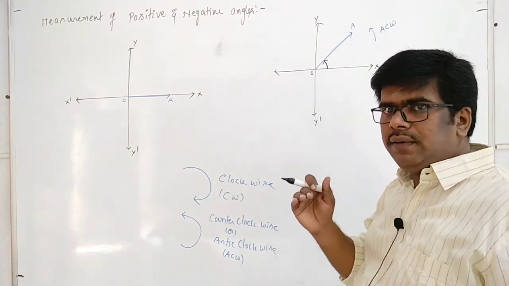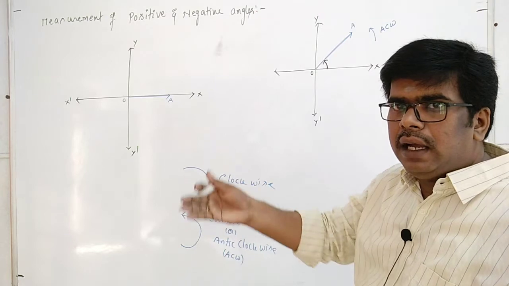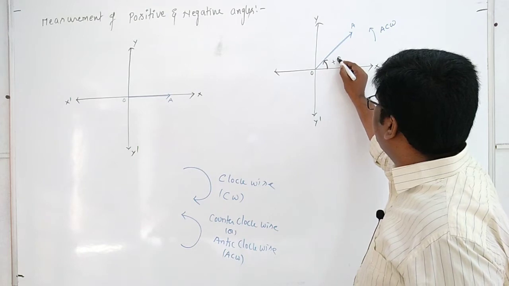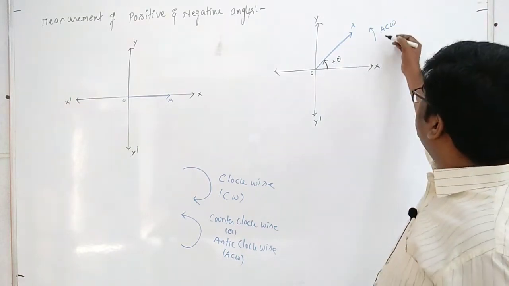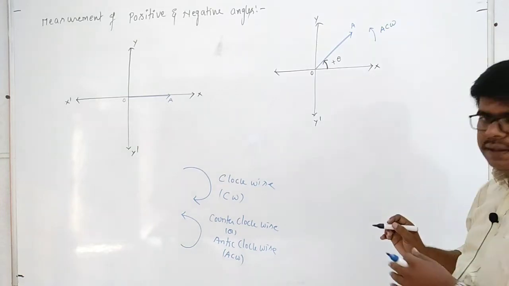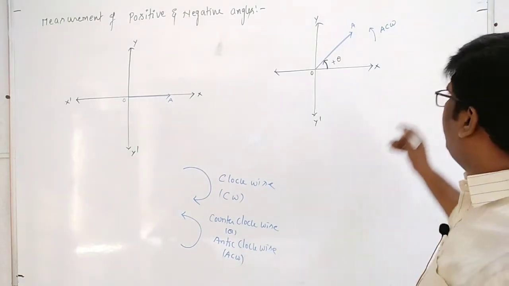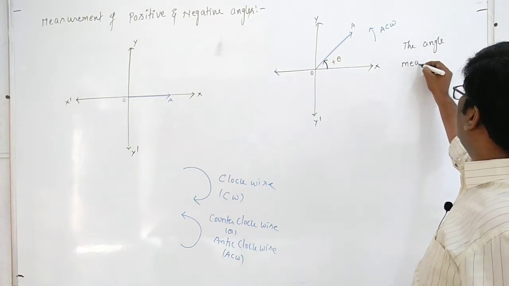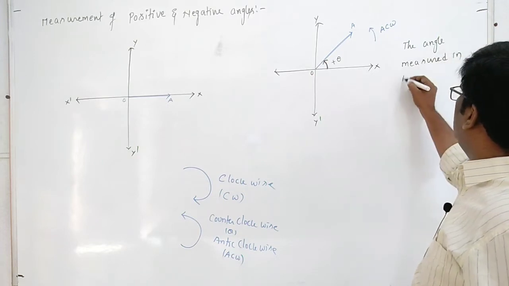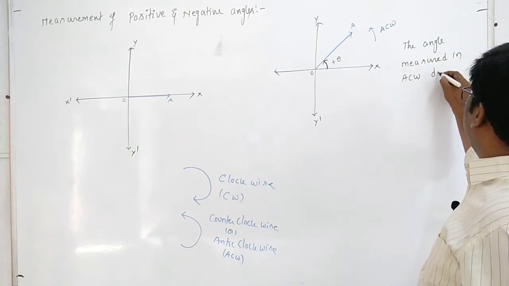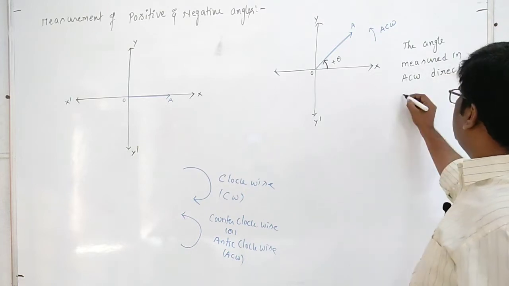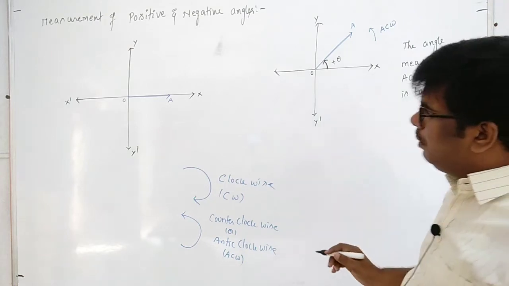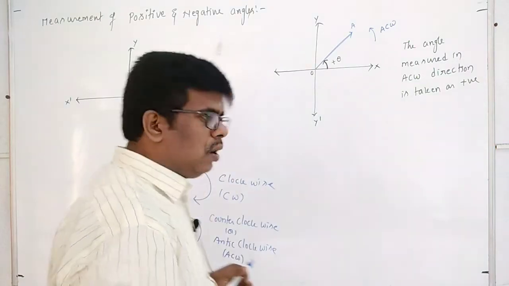When we are measuring in anti-clockwise direction, that angle we will be taking as positive. So the sign convention for the angle measured in the anti-clockwise direction, we will make it positive. This is plus theta. Because it is in anti-clockwise direction, the angle measured in anti-clockwise direction is taken as positive.